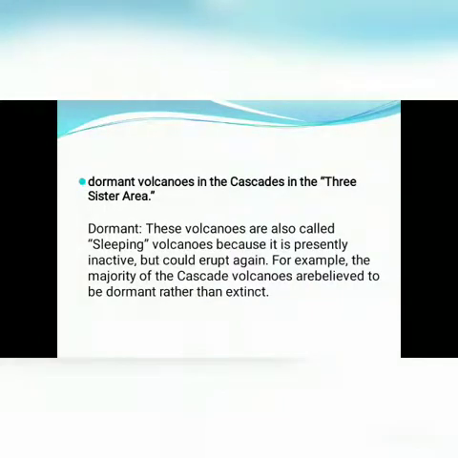Next is dormant. These volcanoes are also called sleeping volcanoes because they are presently inactive but could erupt again. For example, the majority of the Cascade volcanoes are believed to be dormant rather than extinct.